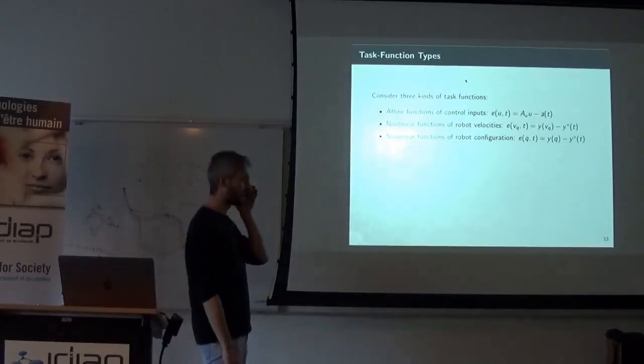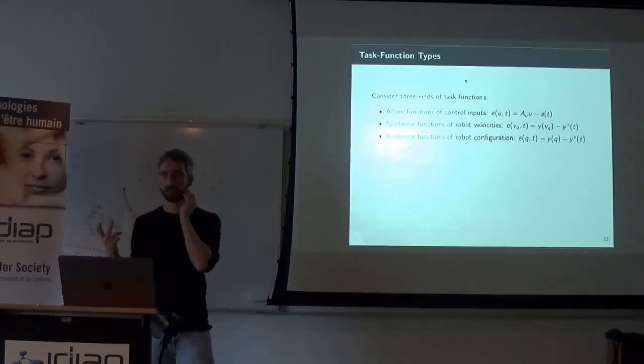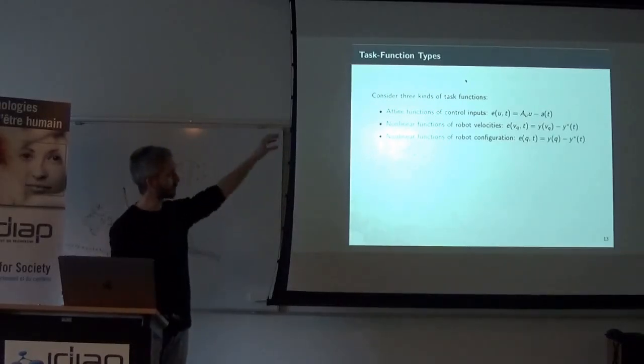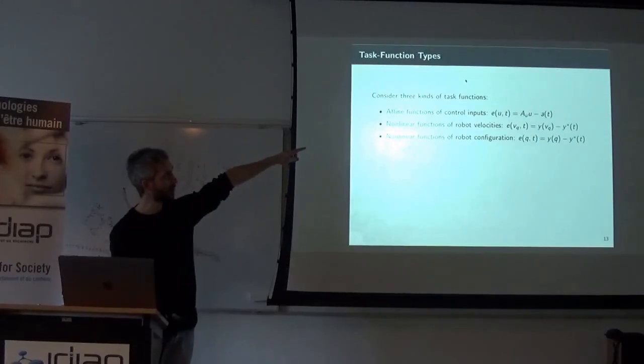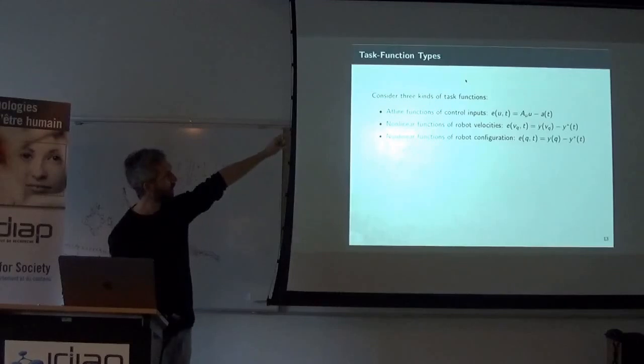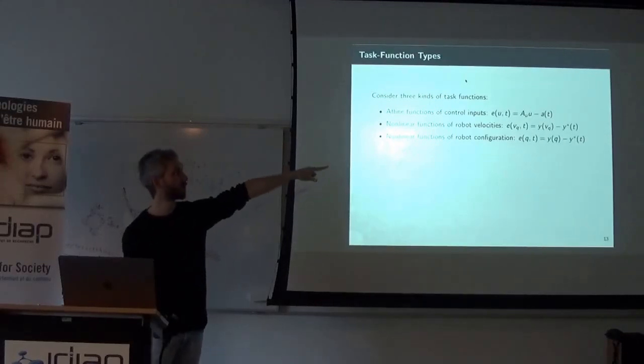So in practice, we will encounter 3 kinds of task functions. You can have task functions that depend on the control inputs, U. They can depend on the robot velocities, V, Q. Or they can depend on the robot configuration, Q.